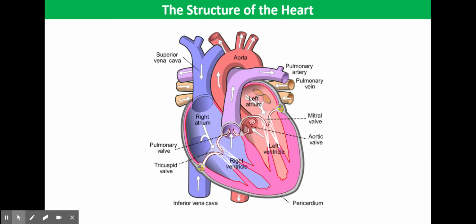Deoxygenated blood leaving the right ventricle flows into the pulmonary artery, leading to the lungs, where it is oxygenated. Oxygenated blood leaving the left ventricle flows into the aorta. This carries blood to a number of arteries that supply all parts of the body. At the base of the major arteries, where they exit the heart, are the semilunar valves. These prevent blood returning to the heart as the ventricles contract.